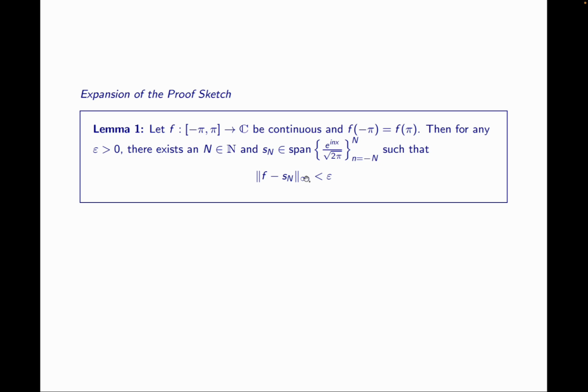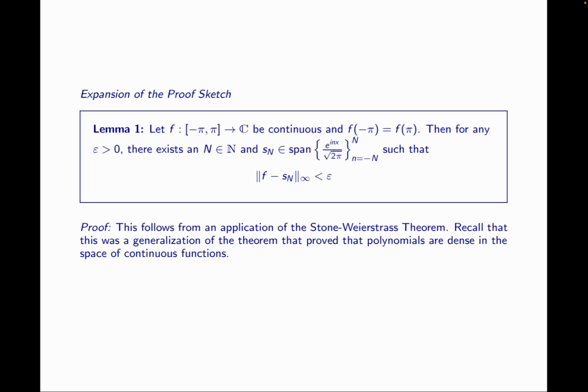In other words, f minus Sn, at most, for any value of x, is less than epsilon. Now, the proof actually follows directly from an application of the Stone-Weierstrass theorem. Recall that we proved a particular instance of the Weierstrass theorem for polynomials to demonstrate that polynomials are dense in the space of continuous functions. We can use the same machinery of the generalization of this theorem, which we offered as the Stone-Weierstrass theorem, to prove this lemma.